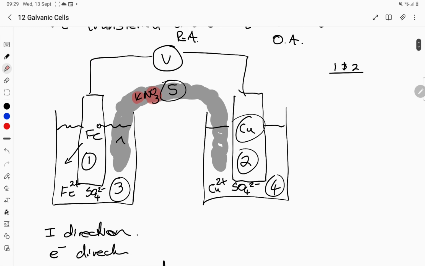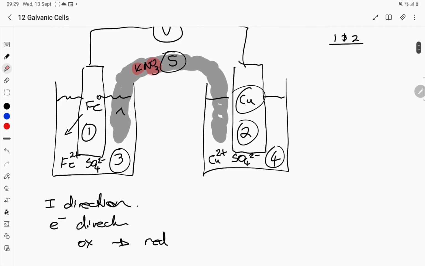So let's just say iron is producing ions, so its ions are going into solution. The electrons will go in this direction. But if copper was producing ions, then obviously the electrons will go in the other direction. Quite important to know that.